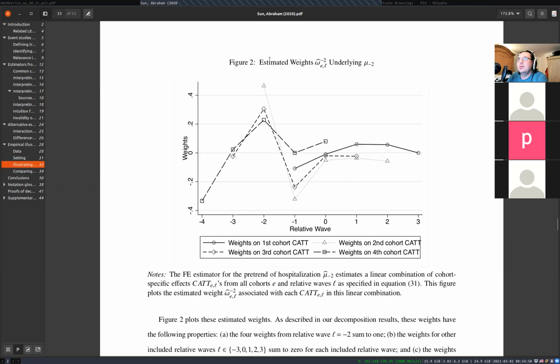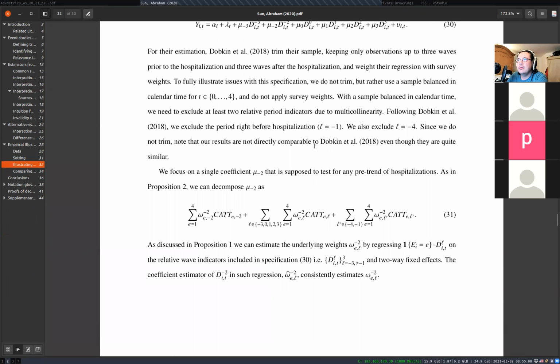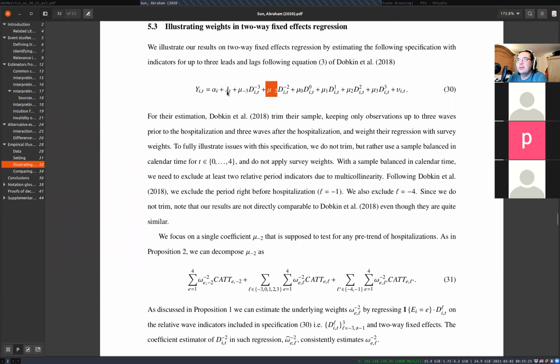And we want to estimate these weights of the cohorts. And the weights are applied to the cohort-specific average treatment effect of the treated. And this is going to be the weighted sums of these cohort-specific average treatment effects, which are going to sum up to the coefficients in our simple two-way fixed effects regression. And this regression is something that's very typical for an event study.